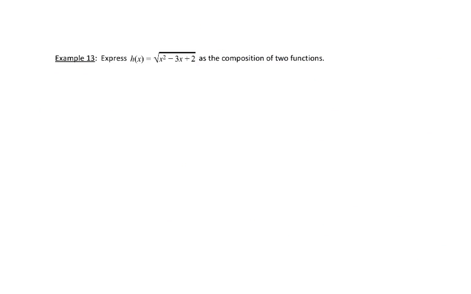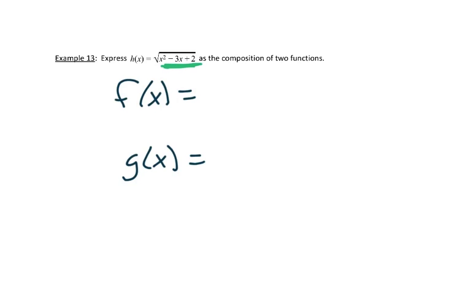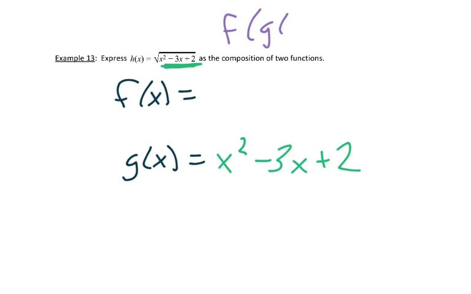Okay, in this problem, it wants us to find f of x and g of x. So g of x is the part that's inside. That's the part that's easiest to see. So we'd write x squared minus 3x plus 2 as g of x. Because again, if we had f of g of x, g of x is the part that's inside. So then to write f of x, we'd write what's left.